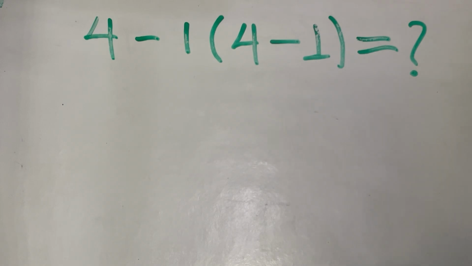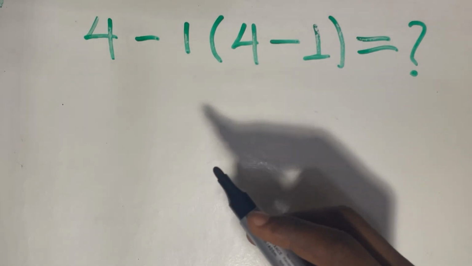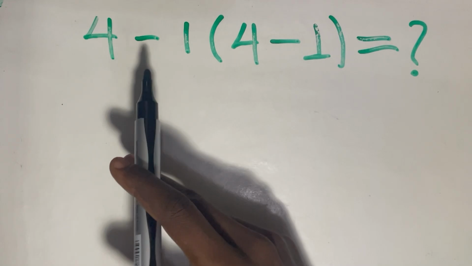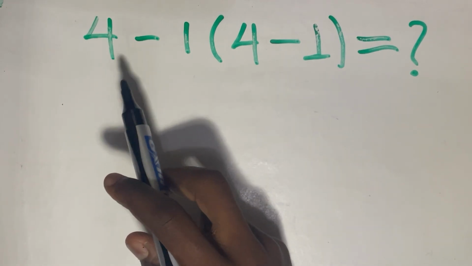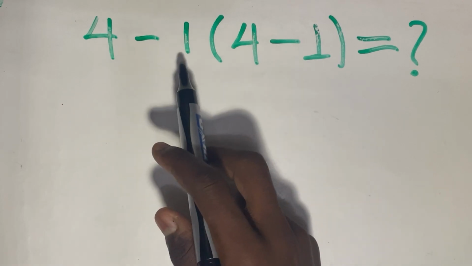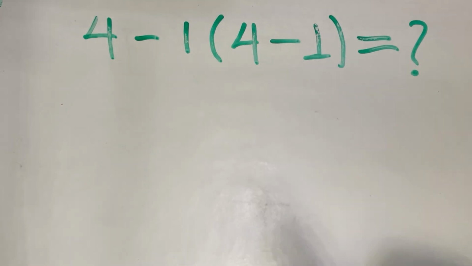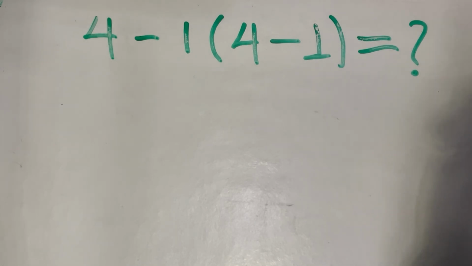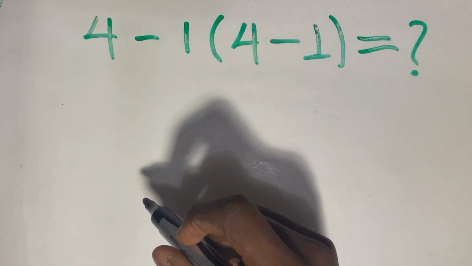Today we are going to solve this mathematical equation, which is very simple but tricky. Let's do it. The question says 4 minus 1 into 4 minus 1. This question is very simple but tricky. Let's solve it.